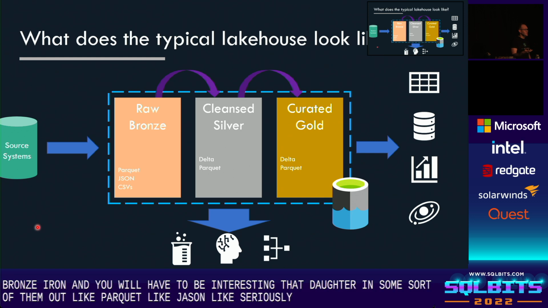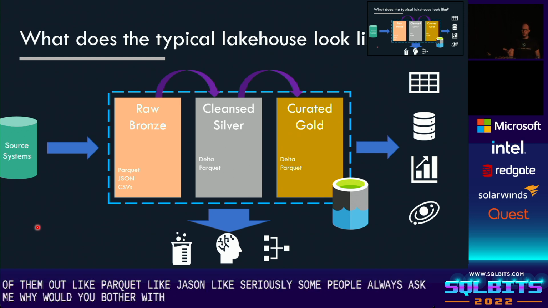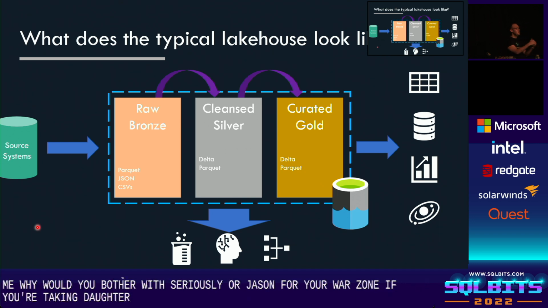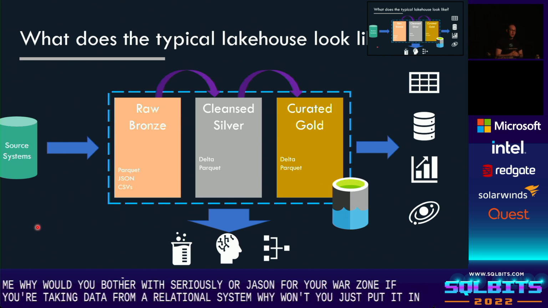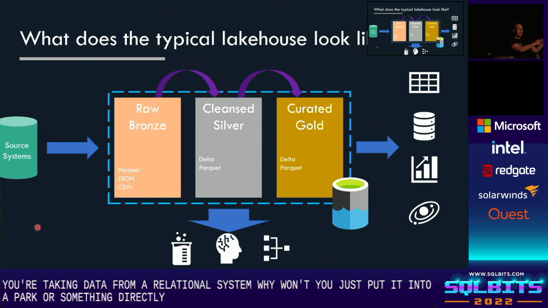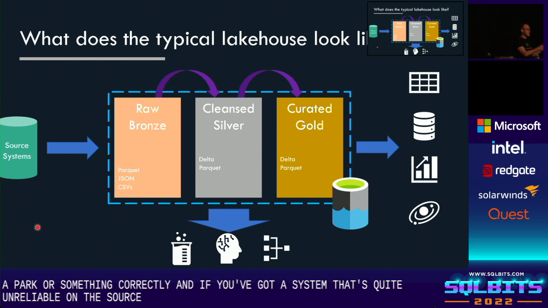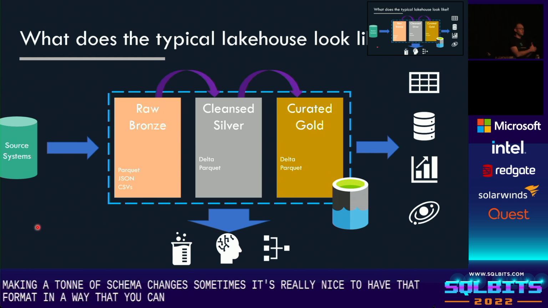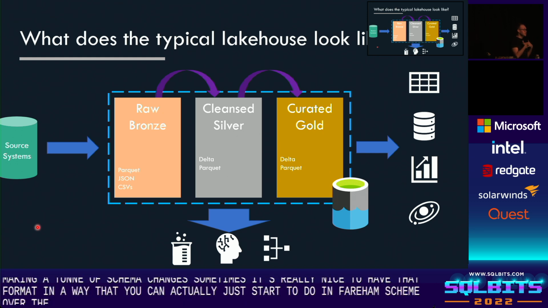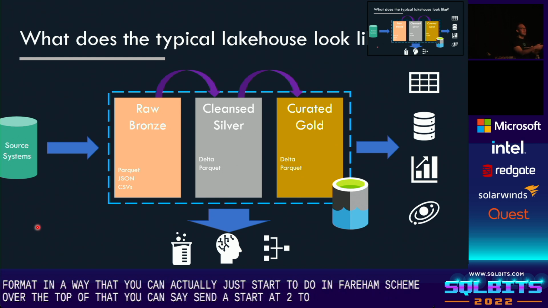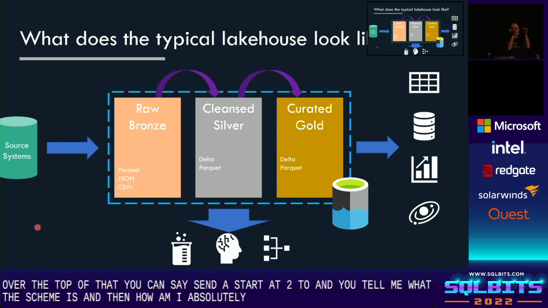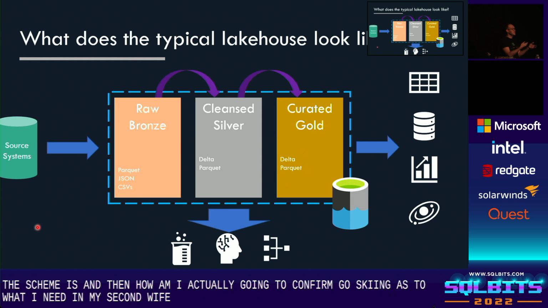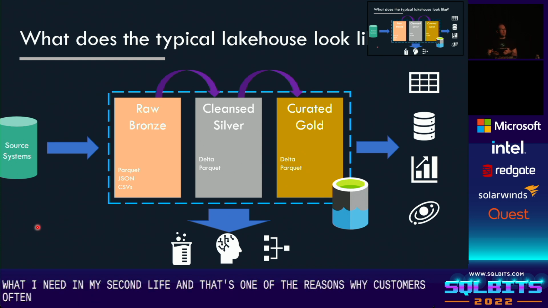Some people always ask me, why would you bother with CSV or JSON for your raw zone? If you're taking data from a relational system, why wouldn't you just put it into Parquet directly? If you've got a system that's quite unreliable on the source side, or a team of DBAs who love making a ton of schema changes, sometimes it's really nice to have the data in a format where you can just start inferring the schema over the top of it. You can send this data to a Spark engine and have it tell you what the schema is, and then work out how to conform those schemas to what you need in your second layer. That's one of the reasons why customers often end up down that path rather than just going down the Parquet route.